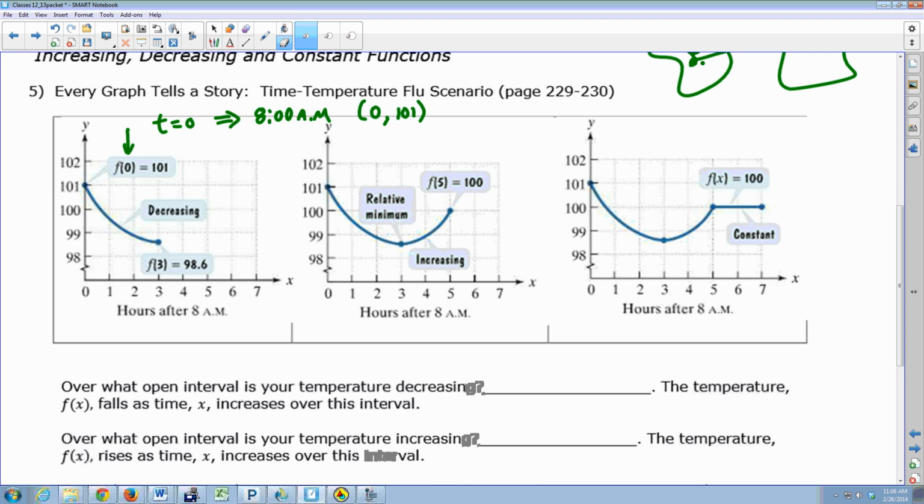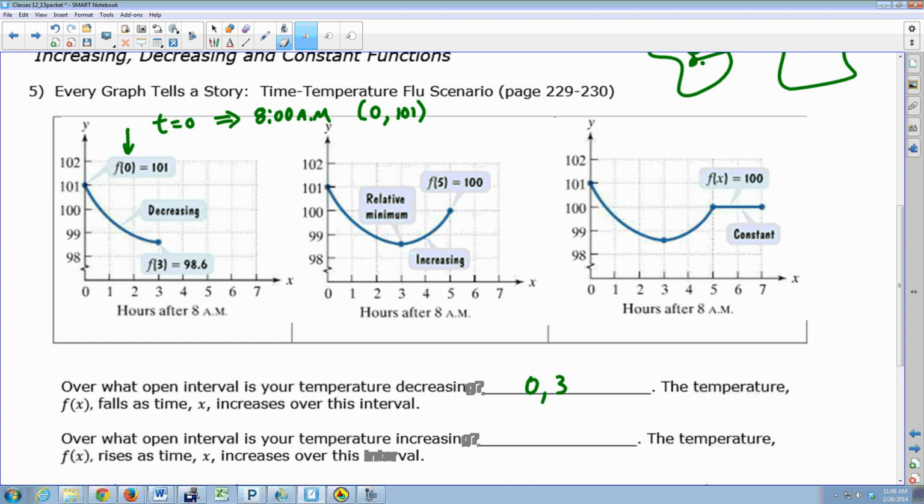Okay? And as time goes along, my temperature is decreasing. Right? So as I move to the right, my output values, or what we typically call our y values, are decreasing. So the interval where my temperature is decreasing is the time over which it's decreasing, the x value. So from 0 to 3, from 0 to 3.